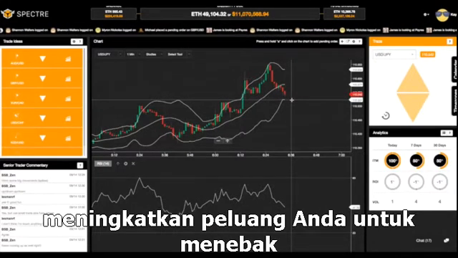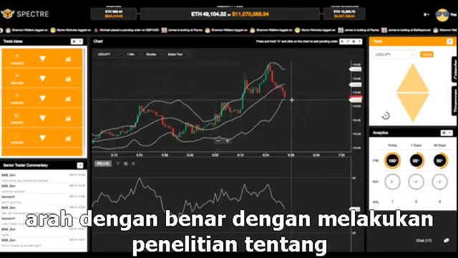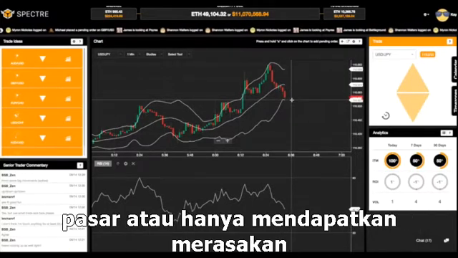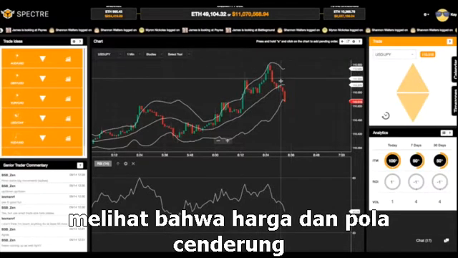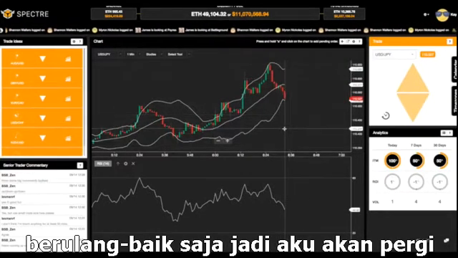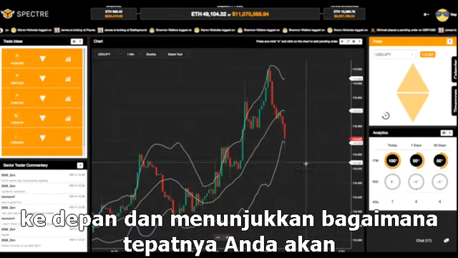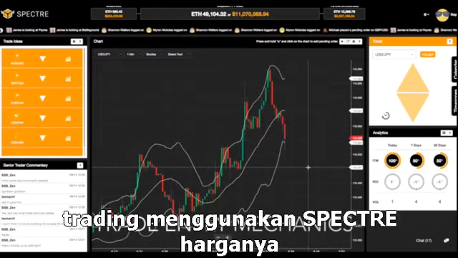And you can improve your chances of guessing the direction correctly by doing research on the market, or just getting a feel for the markets over time. You'll start to see that prices and patterns tend to repeat themselves. So I'm going to go ahead and show you how exactly you would take a trade in SPECTRE.